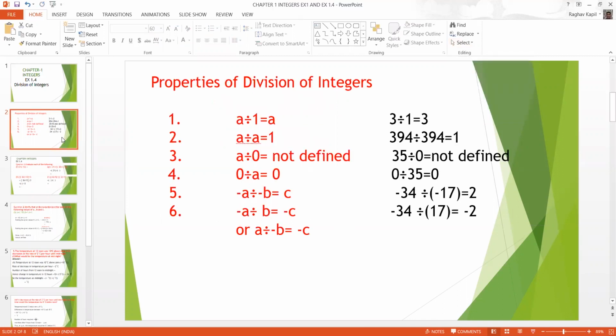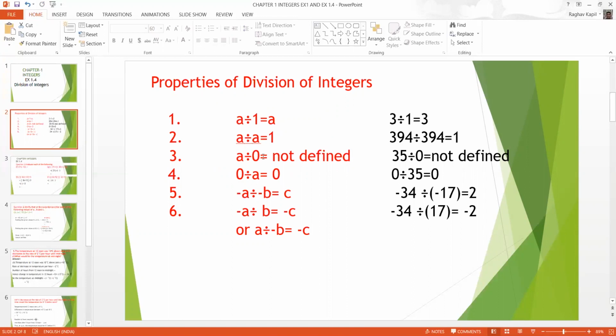Here are some properties of division of integers. Any integer divided by 1 gives the same integer. Here is one example: 3 divided by 1 is what? That integer itself. Any integer divided by the same integer gives 1. Here is the example: 394, when it is divided by 394, gives 1.